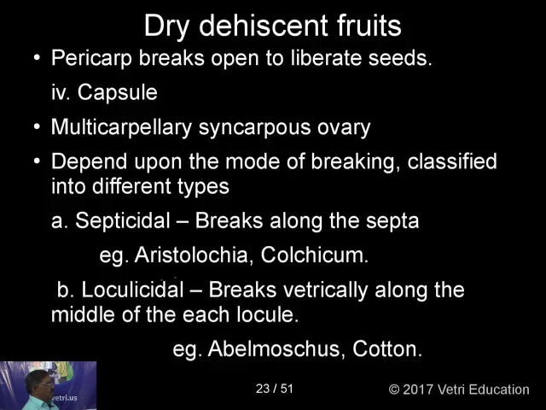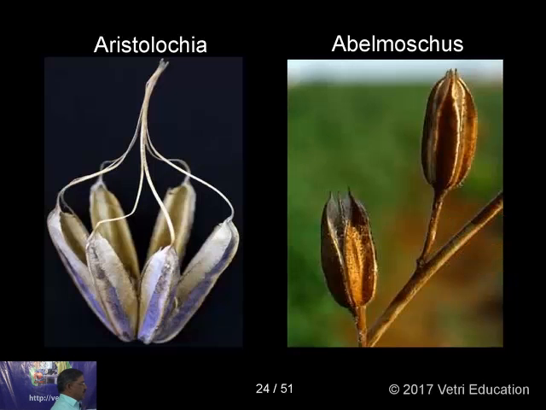The first one is called the septicidal, that is along the septa. It breaks along the septa. Example, Aristolochia and Colchicum. And loculicidal breaks vertically along the middle of each locule. Suppose if your locules are like this, it breaks in the middle of the locule, that is called loculicidal.